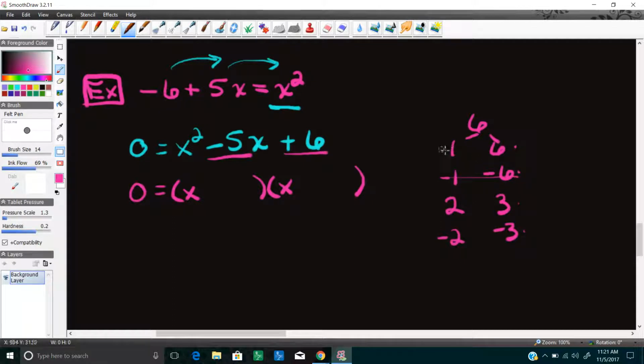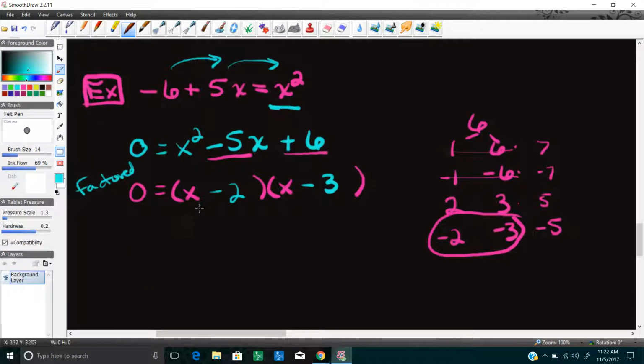So this is out because 1 plus 6 would be 7. This one would be negative 7. 2 plus 3 would be equal to 5. Negative 2 plus negative 3 would be negative 5. So that means that this right here is our pair that we're looking for. So let's put that: x minus 2, x minus 3. This is our factored form.